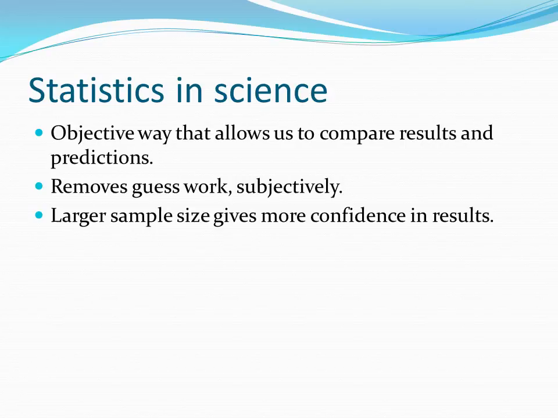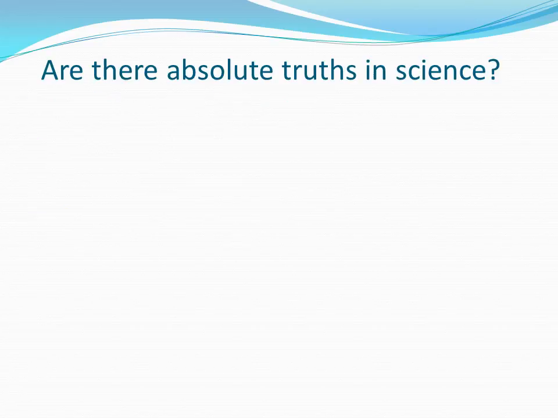Statistics and science are going to be plentiful this semester. We'll be looking at chi-square analysis a little bit later on in the semester, but they are basically objective ways that allow us to compare results and predictions. It really does get us away from just guesswork and trying to see relationships between two things that might be related. And most importantly, that larger sample size gives us more confidence. But we usually have to start with smaller sample sizes and build up to those larger sample sizes. In the next PowerPoint, we'll talk a little bit more about how clinical studies are set up with human studies.